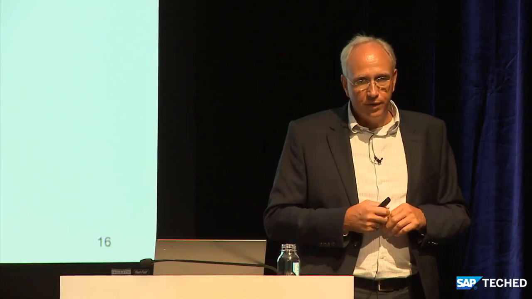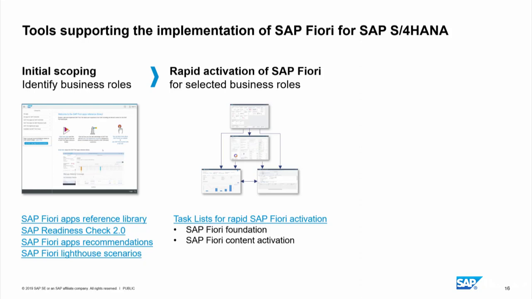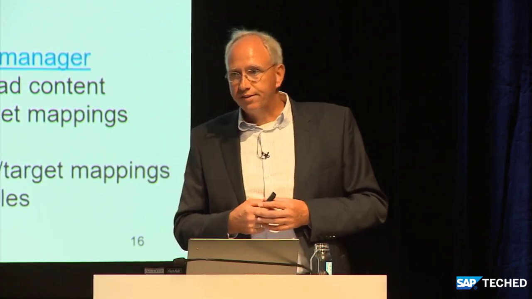So there are several tools for this. For this initial scoping, we have the Fiori Apps Reference Library, which I think is available for quite a while. But we also have some new tools like the Readiness Check 2.0, which also helps you to identify the roles which are relevant for you. Then the task list for rapid activation helps you to automate the activation. You just select the roles you want to have, and then you click on a button, and within minutes you get the complete navigation network and roles activated and the apps activated. And the last step is then to adjust it to your needs.